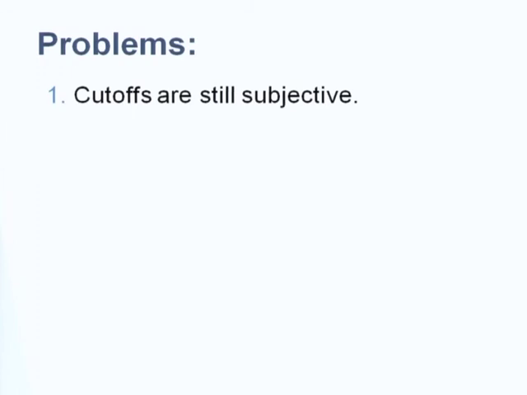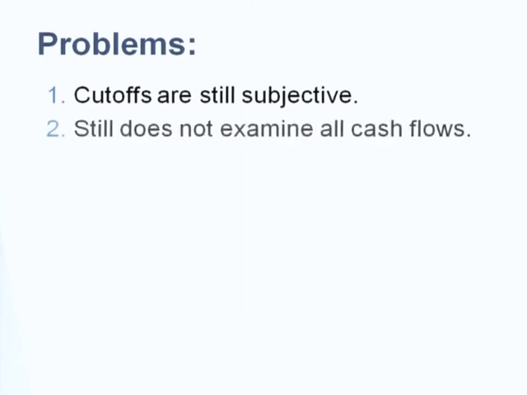Now, what should be the problems remaining? Number 1, the cutoff is still subjective, right? How do you know 5 years is okay, right? And number 2, the problem still what? You don't care about the cash flow after you get your money back, all right?